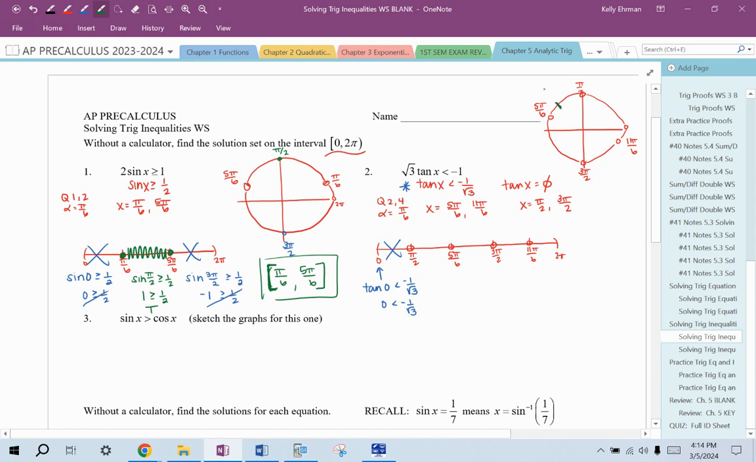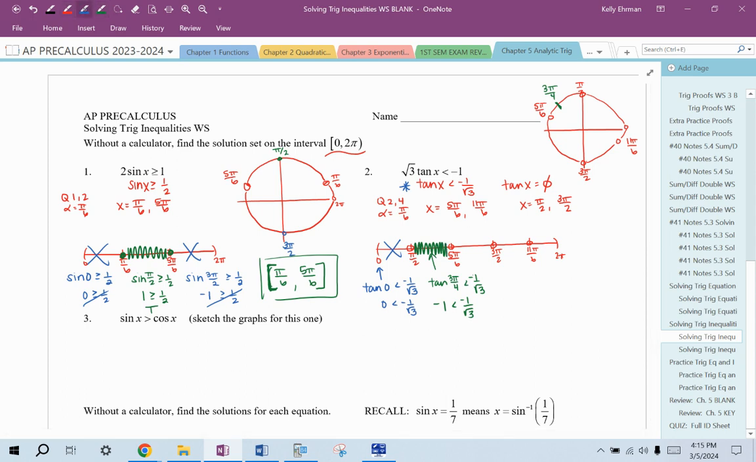Something between pi over 2 and 5 pi over 6. So I could choose like 3 pi over 4. So right here, the tangent of 3 pi over 4, is that less than negative 1 over radical 3? The tangent of 3 pi over 4 is negative 1. And I know that that's less than negative 1 over radical 3 because this is negative 1 divided by 1 point something. So it's going to be negative 0 point something. That is a bigger number than negative 1. So yes, this is true.